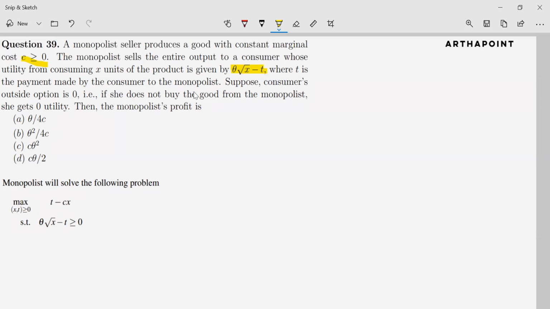So now it says that T is the payment made by the consumer to the monopolist. Suppose the consumer's outside option is 0. So either I buy from the monopolist, in which case I get theta root X minus T, whereas if I don't buy from the monopolist, then I get 0. So all that I want is that theta root X minus T, the net utility I'm getting from consuming it from the monopolist, should be greater than 0.